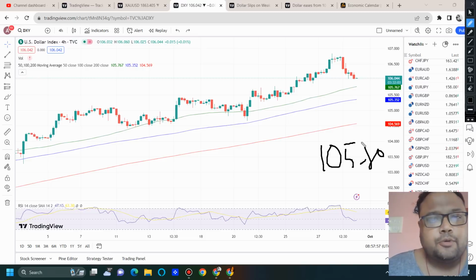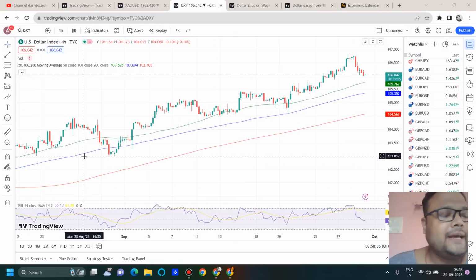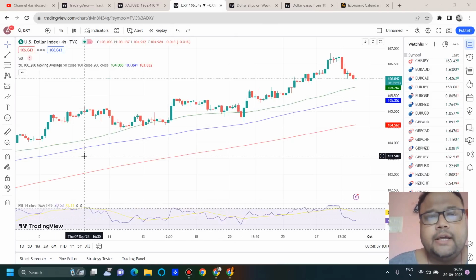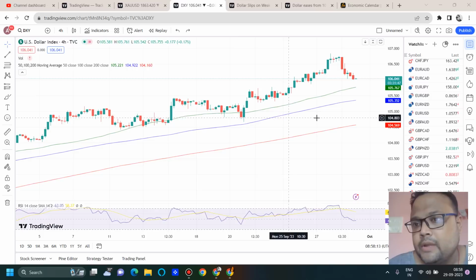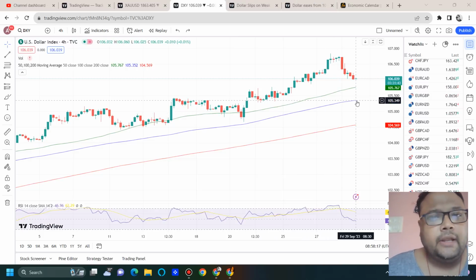105.80 to be the next support because of the 50 moving average here. You can see the 50 moving average has acted as dynamic support in many instances, so we can expect the same again. During the day, if the volatility reduces, 50 moving average will come to the scene as the dynamic support. And then we have 105.50 where we have the 100 moving average if market comes for deeper correction.